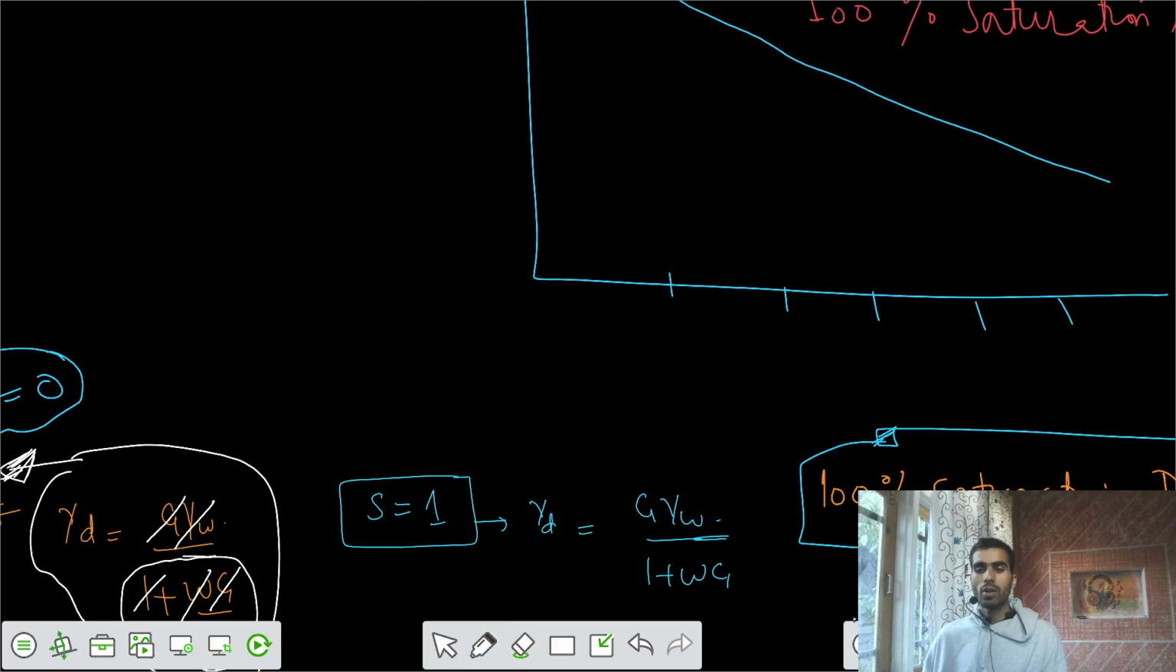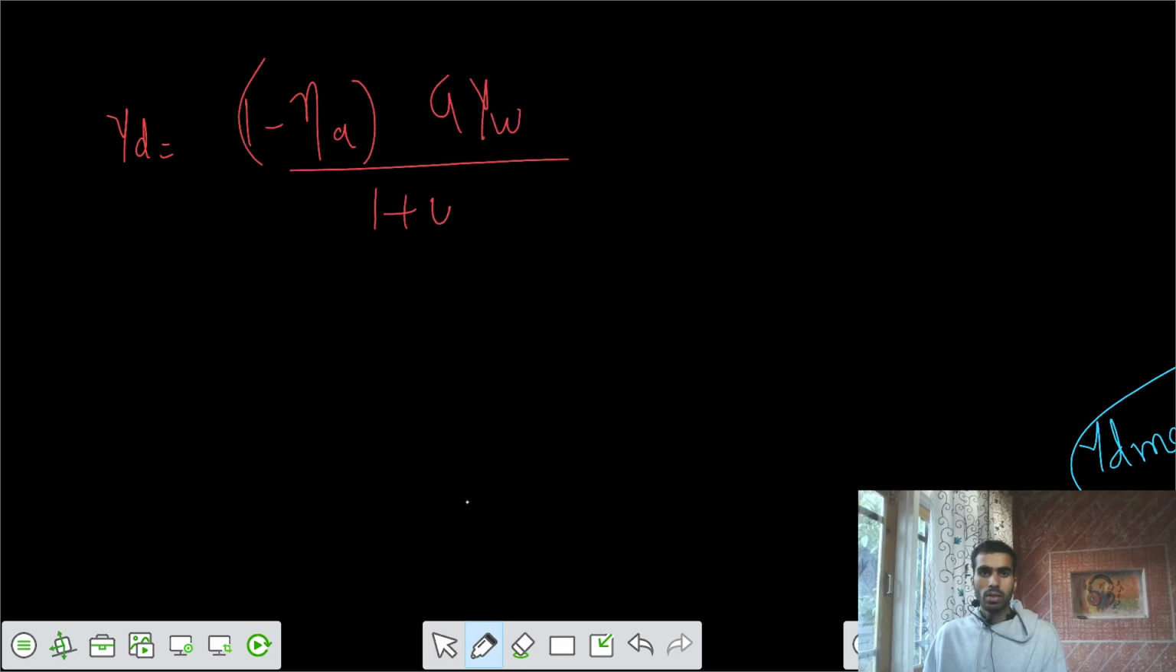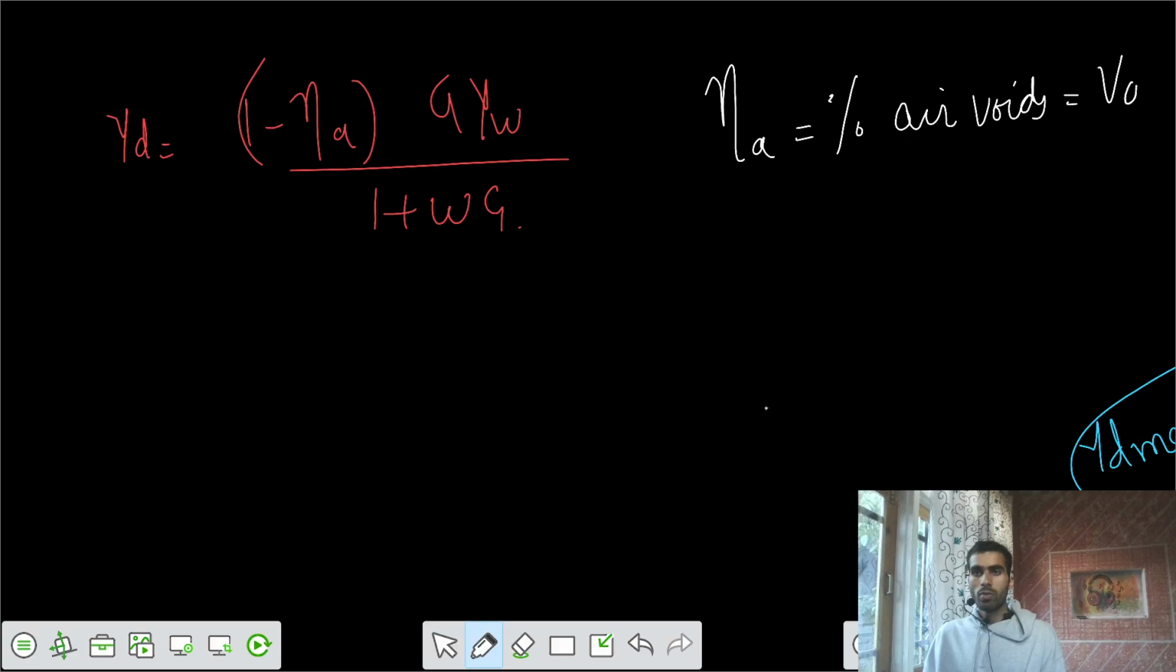Now we have one more equation for your gamma D. Can you remember that? Your gamma D is actually 1 minus Na, times G gamma W, divided by 1 plus Wg. Your Na is the percentage air voids, that is, the volume of air divided by the total volume of the soil, times 100.